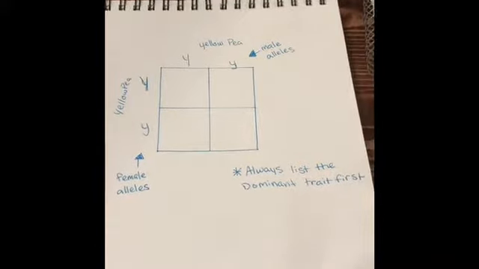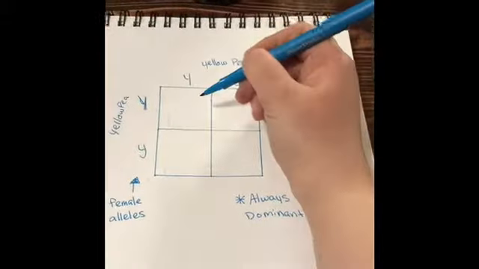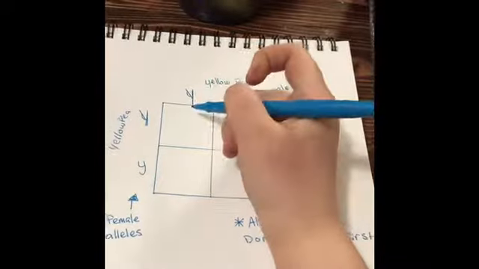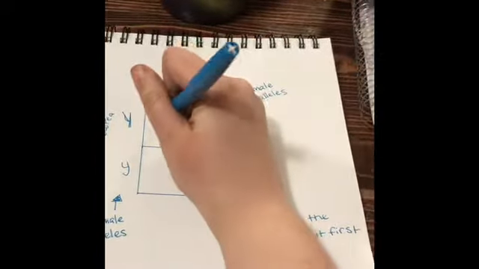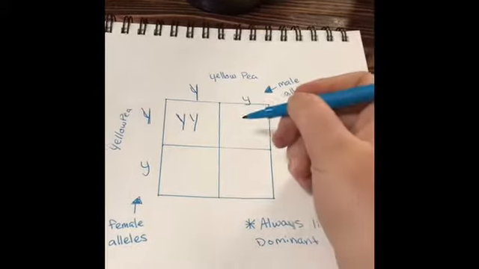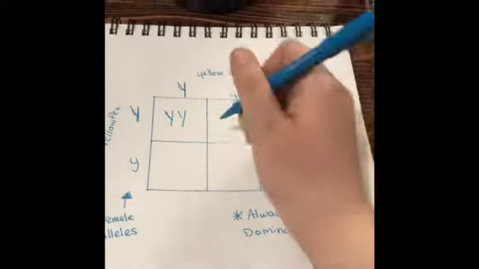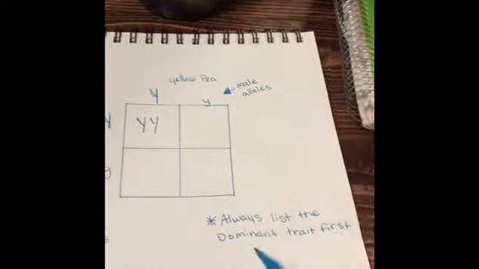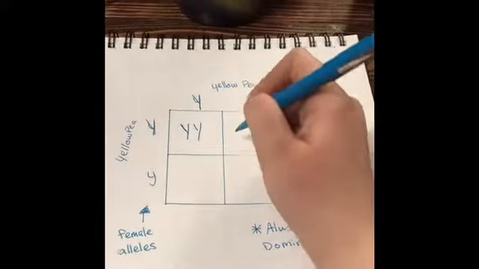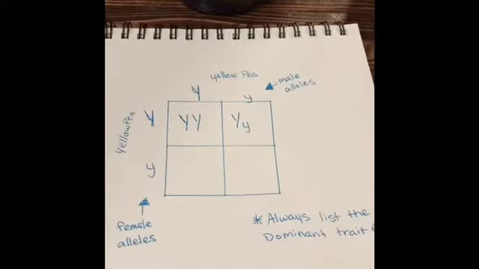So when we actually go to fill out our Punnett square, we're going to start in the top left corner. And as we can see, we have a capital Y and another capital Y. So that's what we get: capital Y, capital Y. And then we go on to the next one. We can see we have a capital Y and a lowercase y. And you always put the dominant first, and the dominant will be the capitalized letter. So we get capital Y, lowercase y.